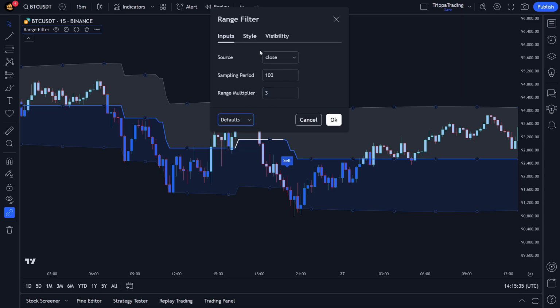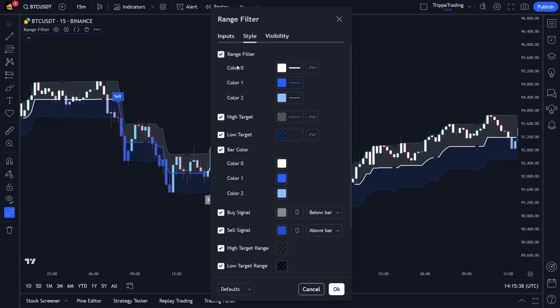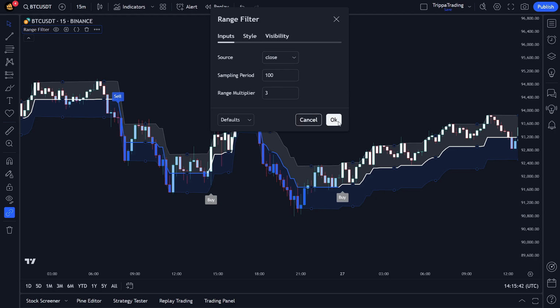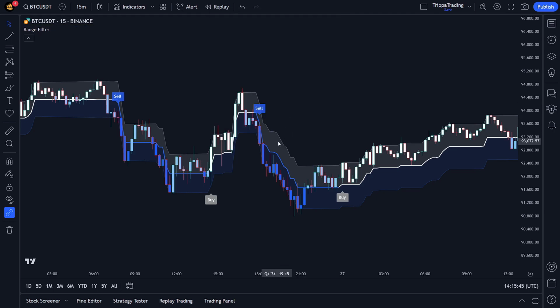For this video, I'll stick with the default values. If you head over to the Style tab, you'll notice options to customize the visual appearance. After making any changes, be sure to click OK to save them.